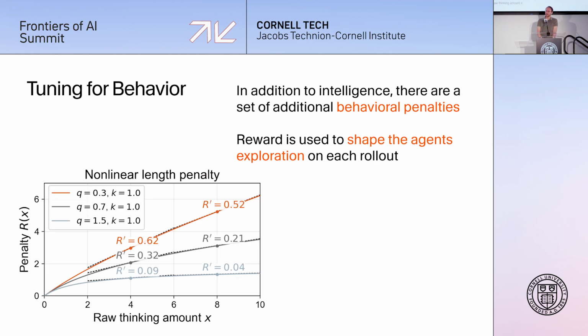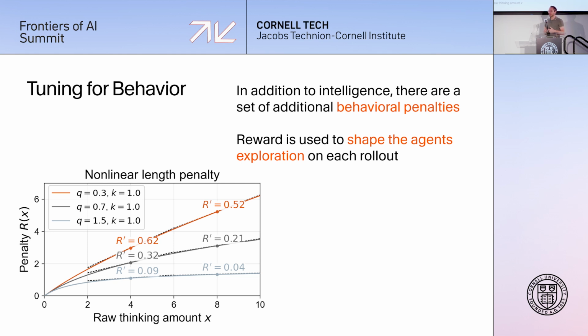Once you get this right, you want the model both to work well in terms of coding intelligence, but also to have behaviors that the user would actually like. So one thing that we do is we incorporate penalties that try to force the model to behave in ways that fit user expectations. One of them that we've written about is this length penalty.